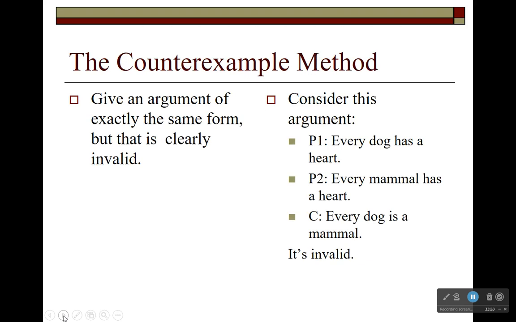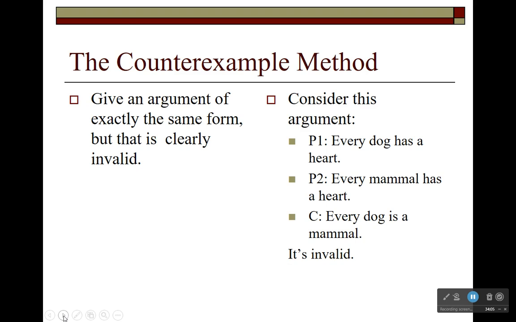Now, let me talk a little bit more about what I've called the counterexample method here. Here again, when you are trying to show that an argument is invalid, the way to do that is to construct a counterexample. That is to say, give an argument of exactly the same form that has obviously true premises but an obviously false conclusion. If you can come up with a counterexample, then you've proven that that form of argument is invalid. You've proven that because there are no counterexamples to valid arguments. There are only counterexamples to invalid arguments.